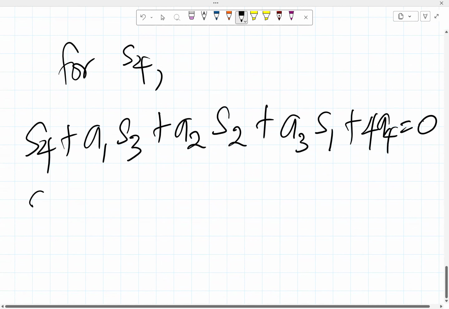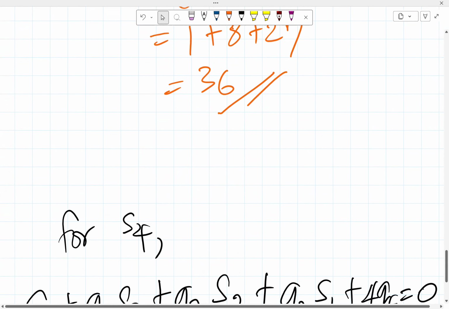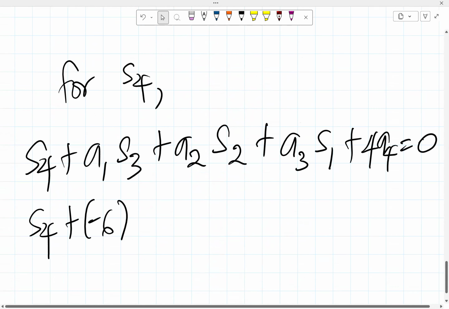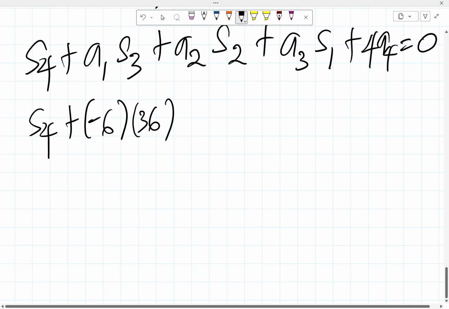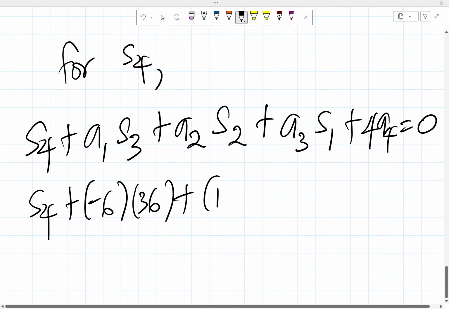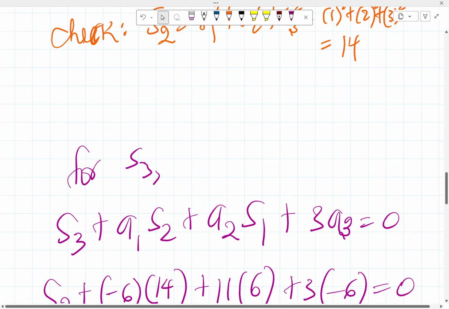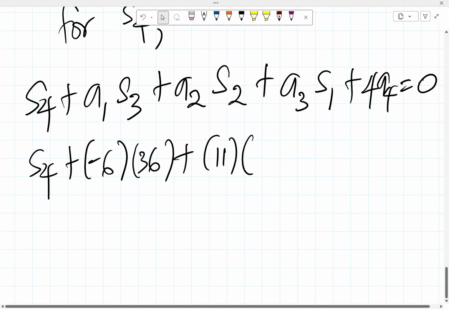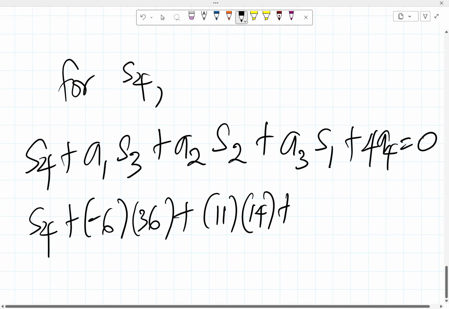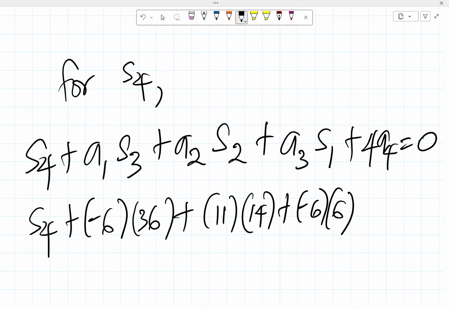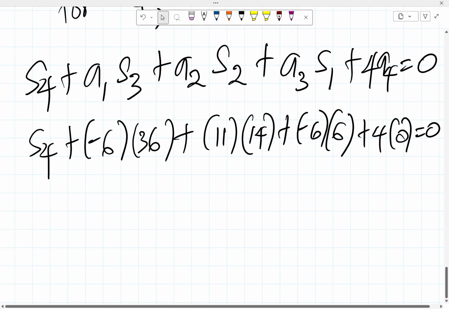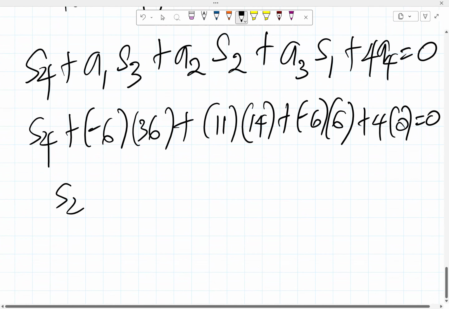So what happens now is this is S4 plus A1, which is minus 6, times S3 that we just got up there, which is 36, plus A2, which is 11, times S2. We got S2 to be 14. Plus A3, which is minus 6, times S1, which is 6. Then plus 4 times A4, which is 0 because there's nothing like A4 in that expression. So we now say this is S4.